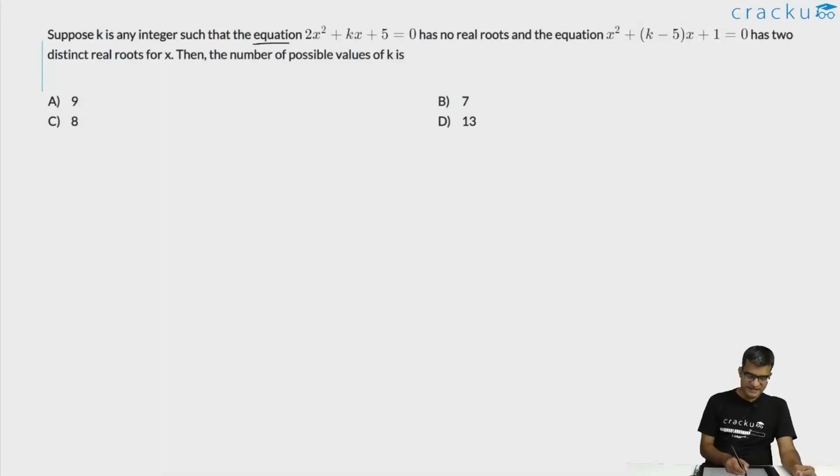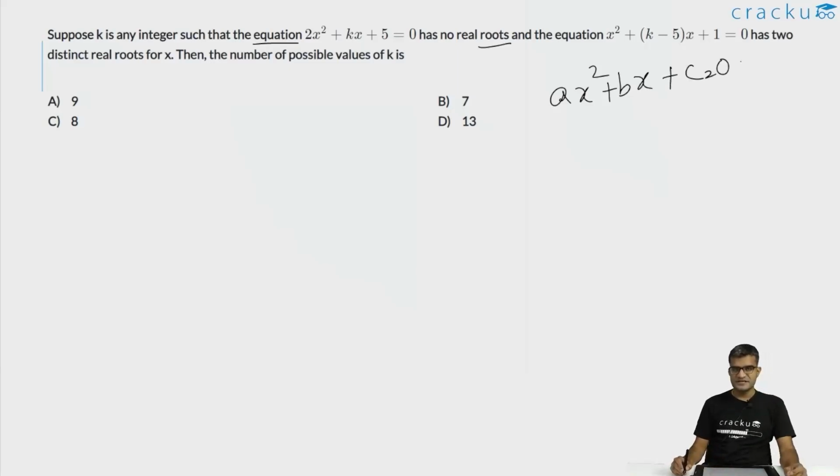Now suppose k is an integer such that the equation 2x² + kx + 5 = 0 has no real roots. If you have a quadratic equation of the form ax² + bx + c = 0, this equation has no real roots if the discriminant is less than 0. What is the discriminant of this quadratic equation?